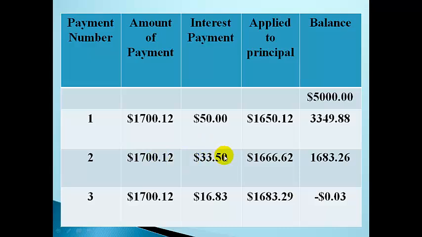Now, during the second month, we also paid $1,007.12. When we calculated the monthly interest on the new principal, that is $3,349.88, we had 33.50. And so we subtracted the 33.50 from the second month payment. That gave us 973.62. So if you want the new principal, we subtracted 973.62 from 3,349.88, and the result gives us 2,376.26.